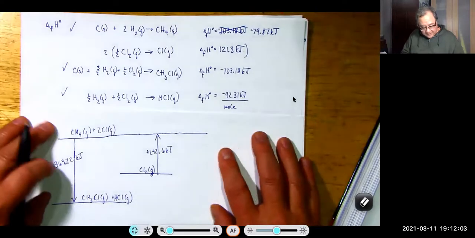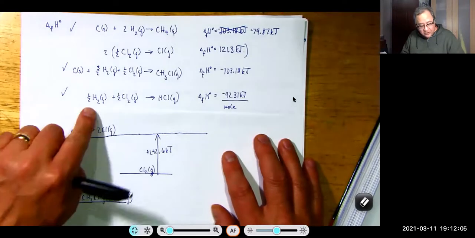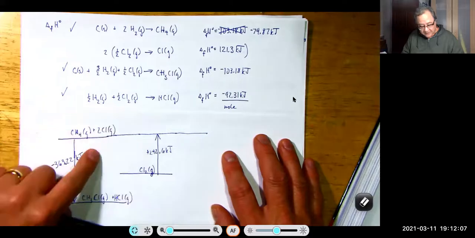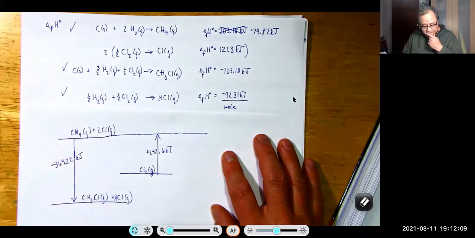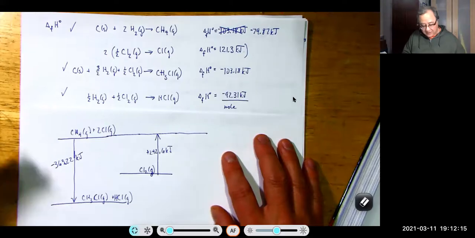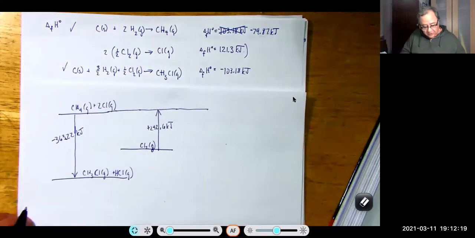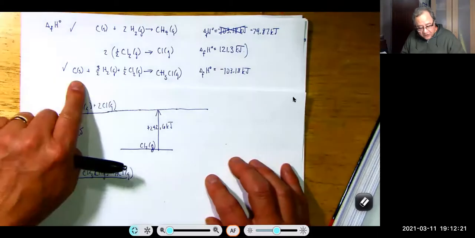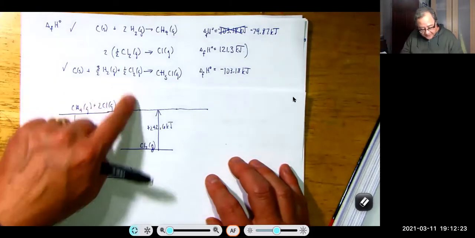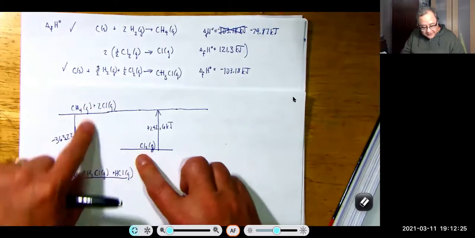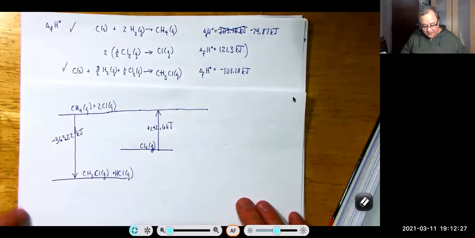Let's see. This one here where we have H2 gas and 1/2 Cl2 gas, I'm thinking to myself, how am I going to fit this one? And I'm not sure. So I'm just going to pass on that one for now, and I'm going to go to this one. So here I have carbon, H2 gas, and 1/2 Cl2 gas. Nothing really seems to fit, so I'm going to pass on that one.